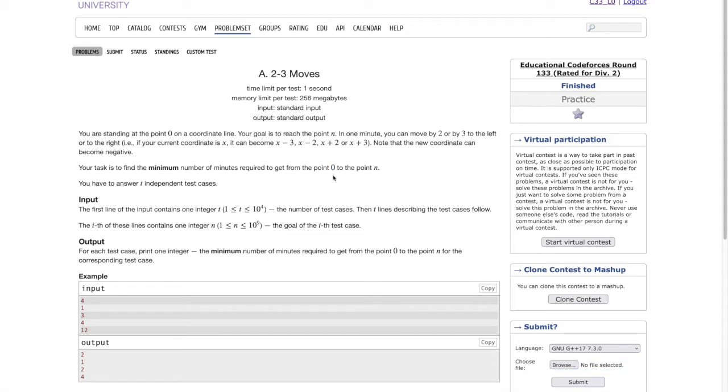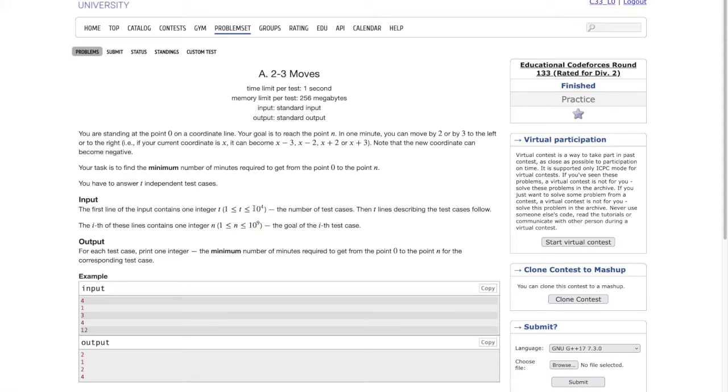So you're standing at point 0 on a coordinate line, and we're trying to reach N. You can move by 2 or 3 to the left or to the right, and we need to solve for the minimum number of minutes to get from point 0 to point N. Each move requires a minute, so we have to try and limit the number of moves. Looking at the input, we get the number of test cases, and then each test case is a number n.